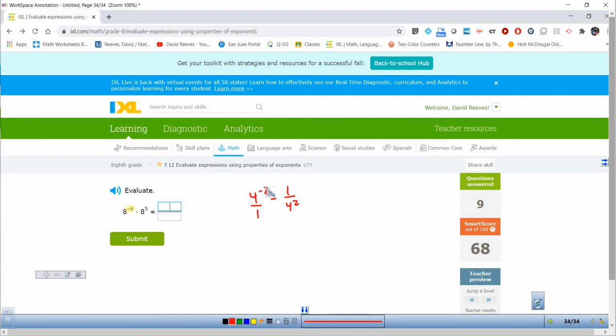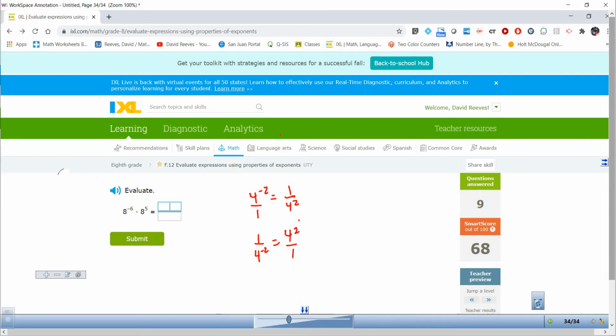So I've said it before, I'm going to say it again. A negative exponent in the numerator becomes a positive exponent in the denominator, right? And you can't leave the top empty, so we could put a 1 there. If I had 1 over 4 to the negative 2, then that would become 4 to the positive 2 over 1.